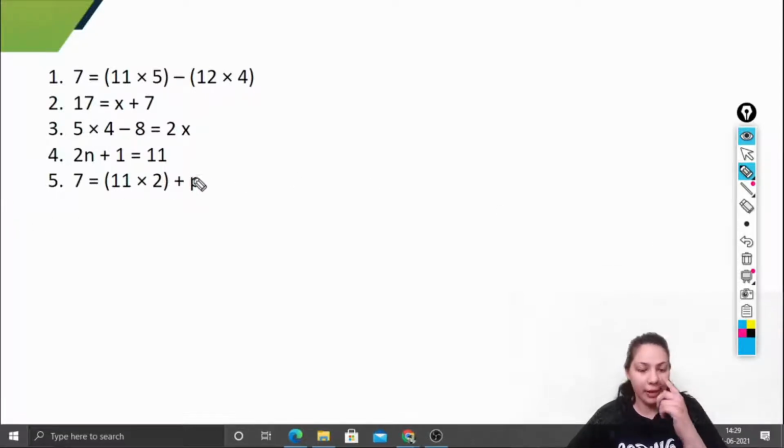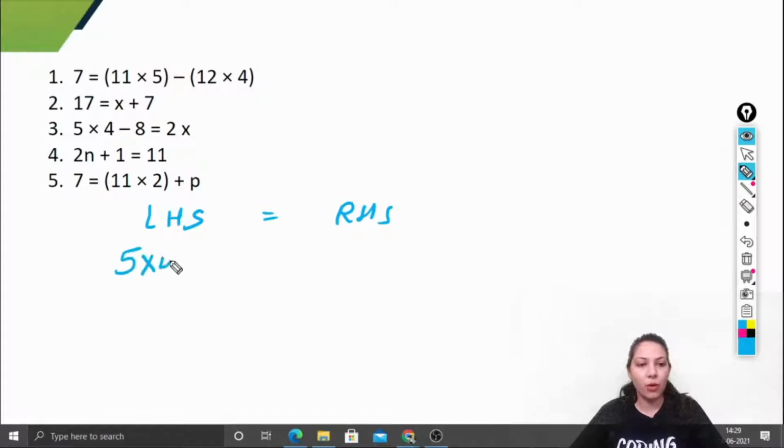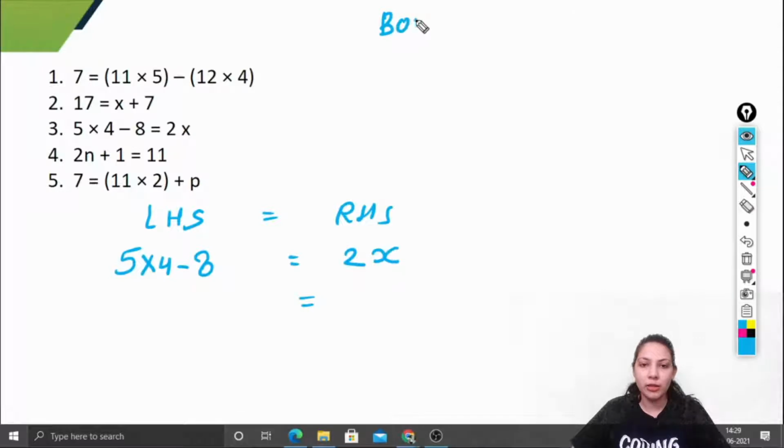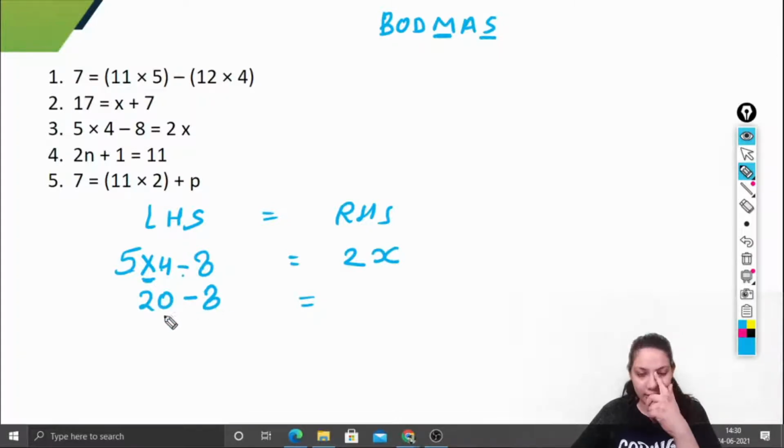So let us solve the other part. In the third part, again the LHS is given as 5 into 4 minus 8, and the RHS is given as 2 multiplied by x. Applying the BODMAS rule, first we have to do multiplication rather than subtraction. You can see here, 5 4s are 20 minus 8. We are solving LHS, okay? So 20 minus 8 is 12.